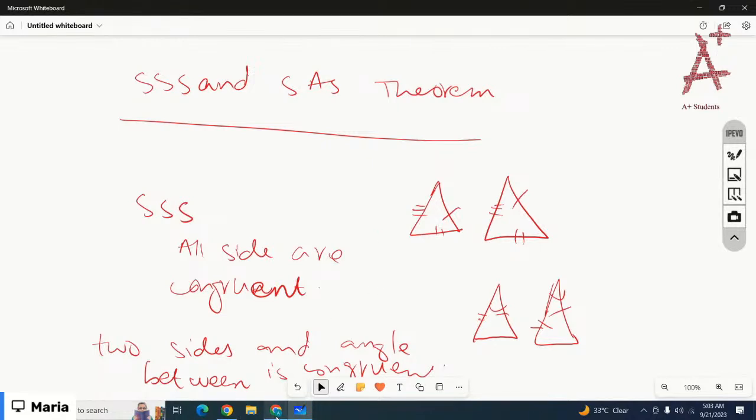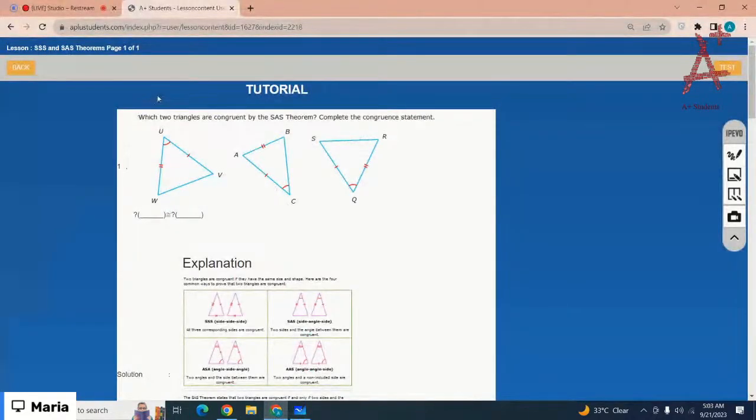So let's start with an example. You're given triangles here. Okay, just look at this one. Which two triangles are congruent by SAS theorem, right? So you are given triangles. You have to see which two are congruent using side-angle-side, right? Okay.